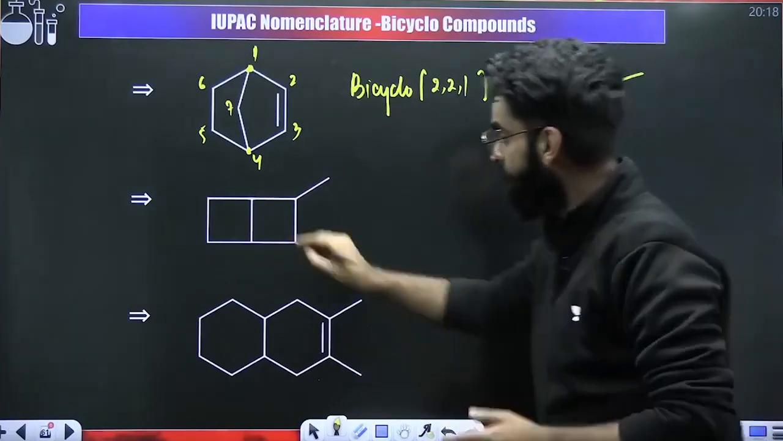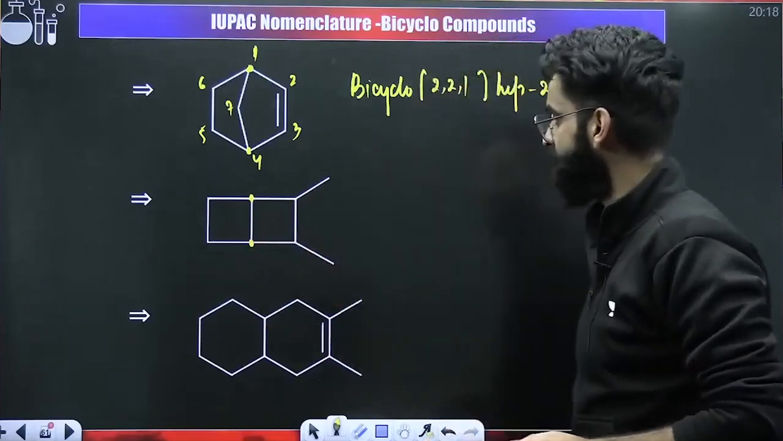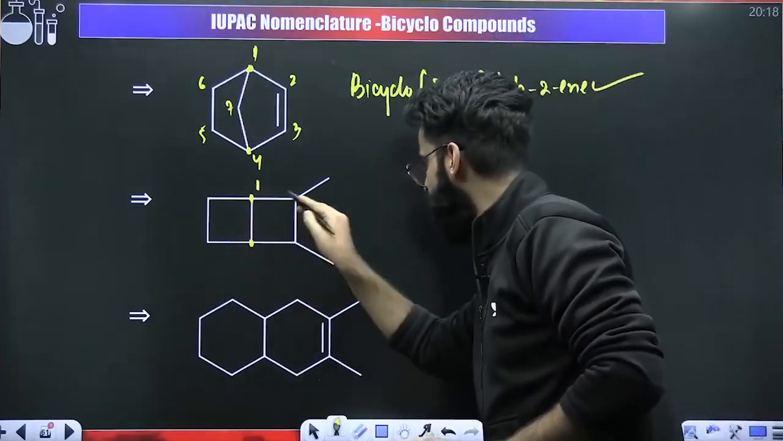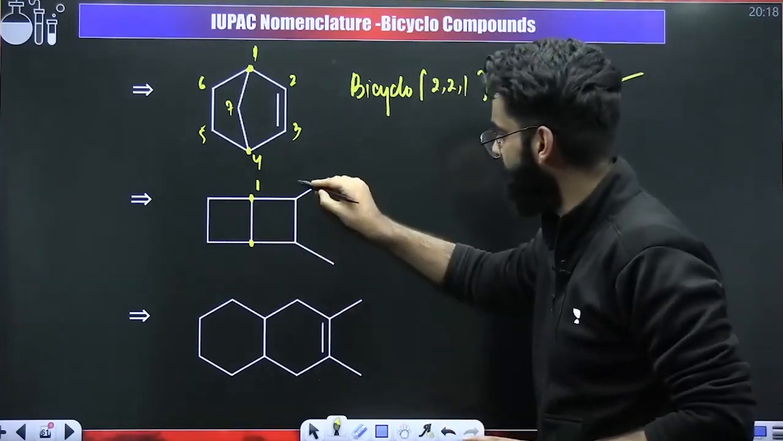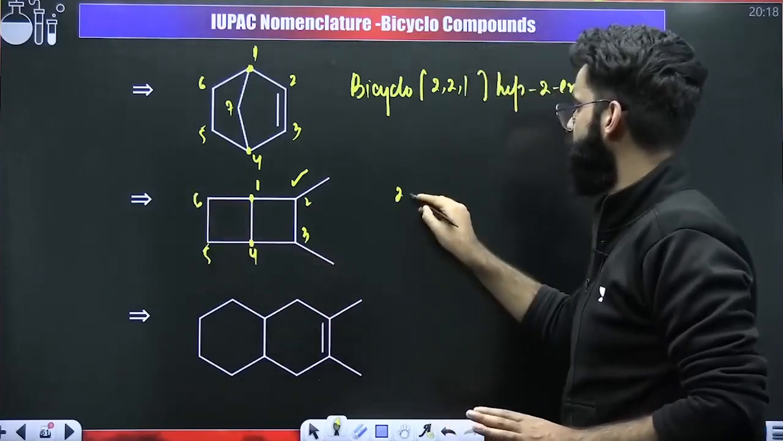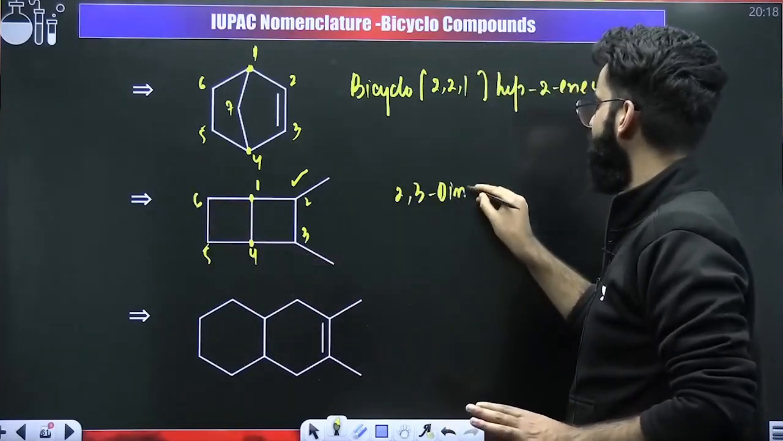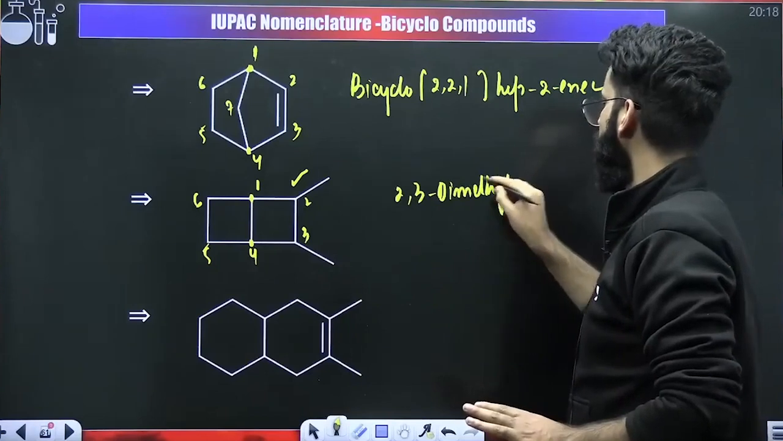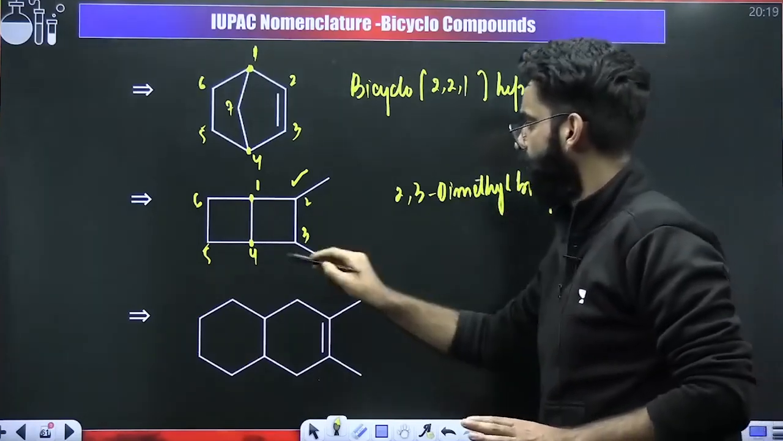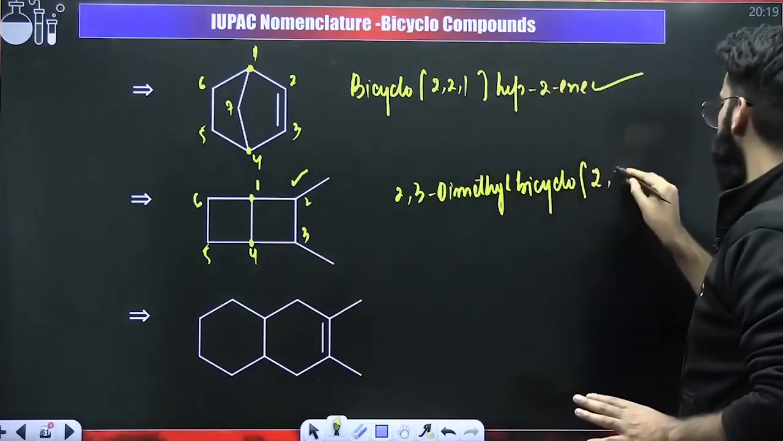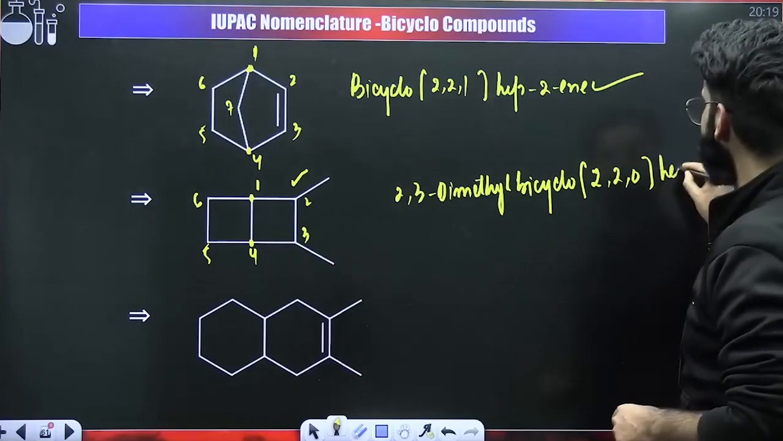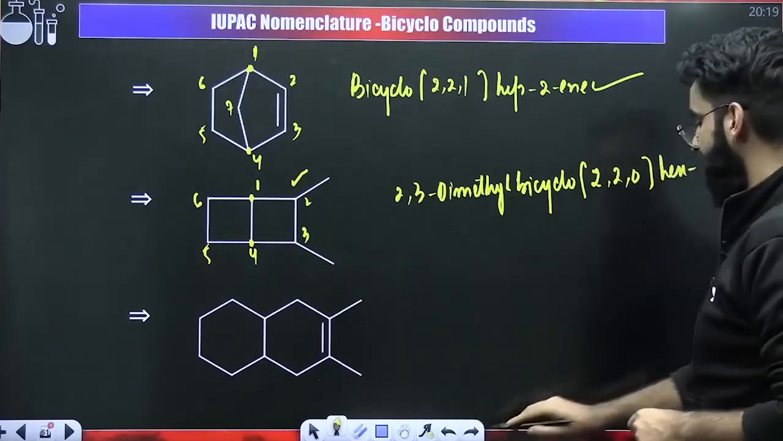Done and dusted. So look at your bridgeheads. Start, for example, from here. This path contains 2 carbon atoms and this path contains 2 carbon atoms. Which one to prioritize? The one which is substituted. So this is 2, this is 3, 4, 5, 6. So it's 2, 3 dimethyl. Then you'll write the term bicyclo, so 2, 2, 0. And it's 6 carbon atoms in total, so it's hex. Everywhere it's a single bond, so hexane.